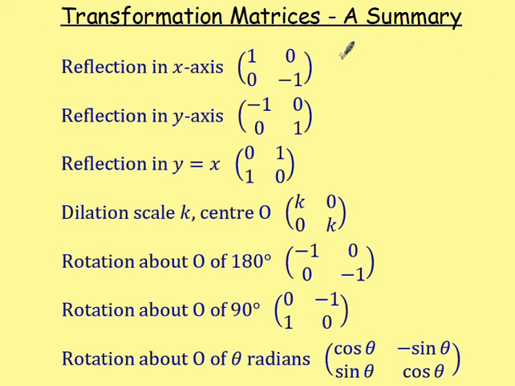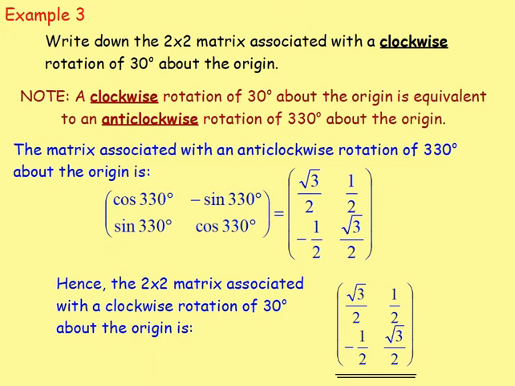So, a summary, these are all the transformations that you need to know. Again, if you want more detail, look back to that lesson, where I'll also have some examples. Just look out for the likes of this question here. Write down the 2 by 2 matrix associated with a clockwise rotation of 30 degrees. Just make sure this question says clockwise! But you know it's always got to be an anti-clockwise rotation.